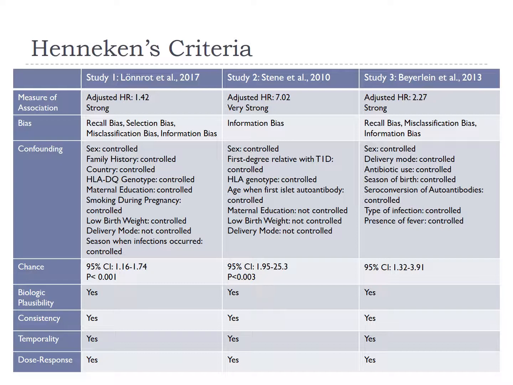Biologic plausibility occurs because there is research showing that a virus has the ability to create an immune response that leads to the accidental destruction of our own cells. And these studies are consistent with this theory, making all three of the studies consistent with all previous research.